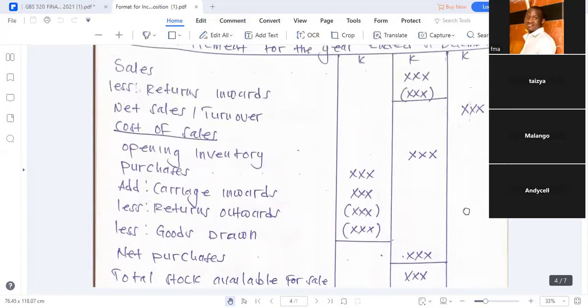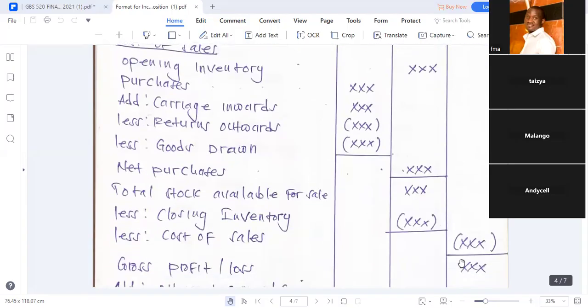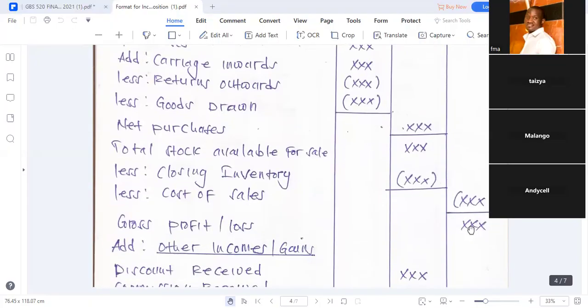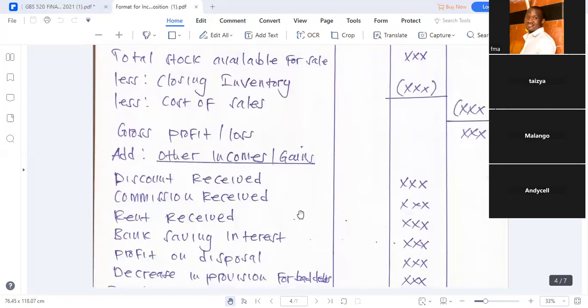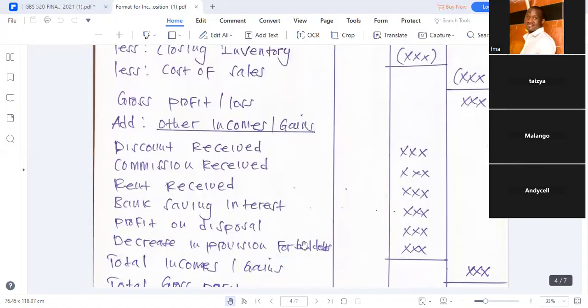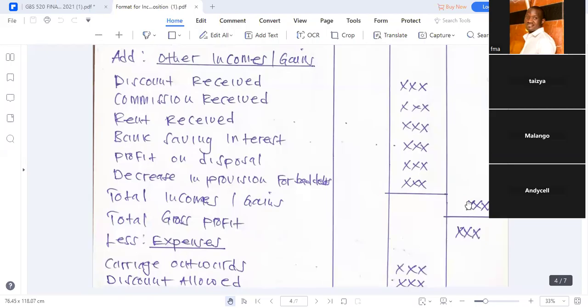And we subtract the cost of sales from our sales turnover. Here is what we get as our gross profit or loss. So the gross profit, you can add other income like discount received, commission received, rent received, interest received from the bank, or profit from a sale of a good disposal, a decrease in provision. All these ultimately are other incomes from non-related activities of this core business. So we can add that to get our total gross profit altogether on the trading account.